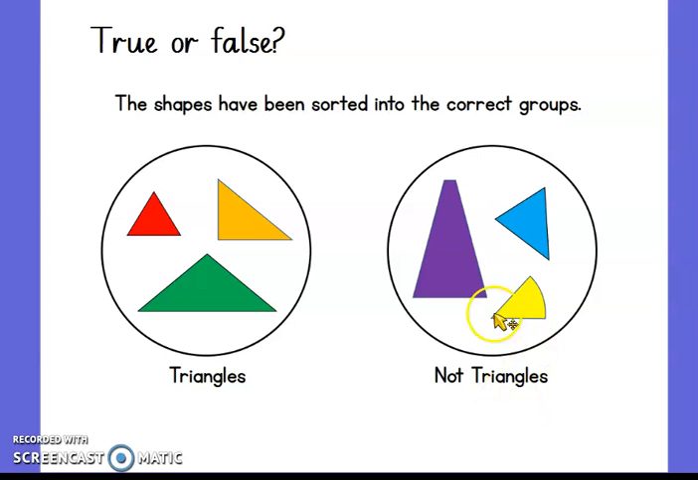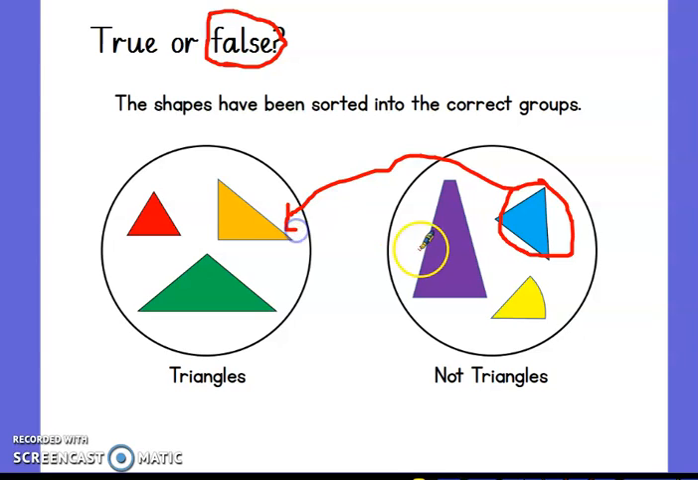Okay, not triangles. Yep, that is not a triangle because it's got a curved edge there. That's not a triangle. It looks like a triangle, but it's actually got 4 sides. 1, 2, 3, 4. Oh, this one is maybe in the wrong place, isn't it? That looks like a triangle to me. 1, 2, 3, 3 edges, 3 straight edges and 3 corners. So that's one. So are we true or false? They've been in the right groups. It's false, isn't it? And let's correct it. This triangle should be in with the other triangles. Okay? So you need to look very carefully.